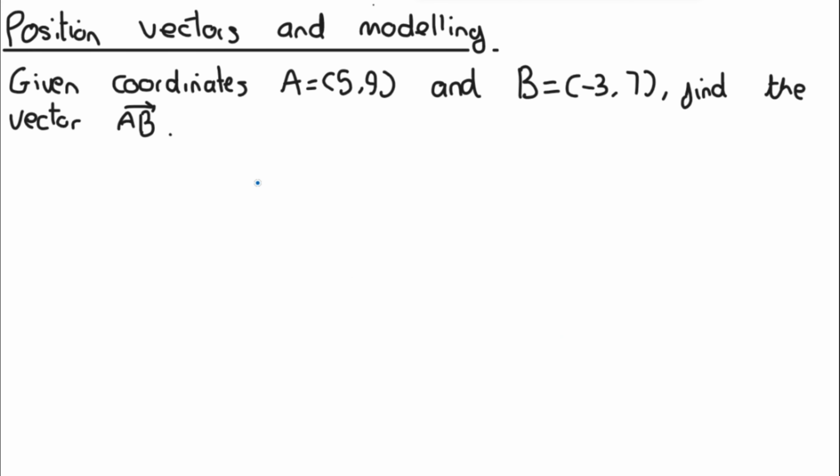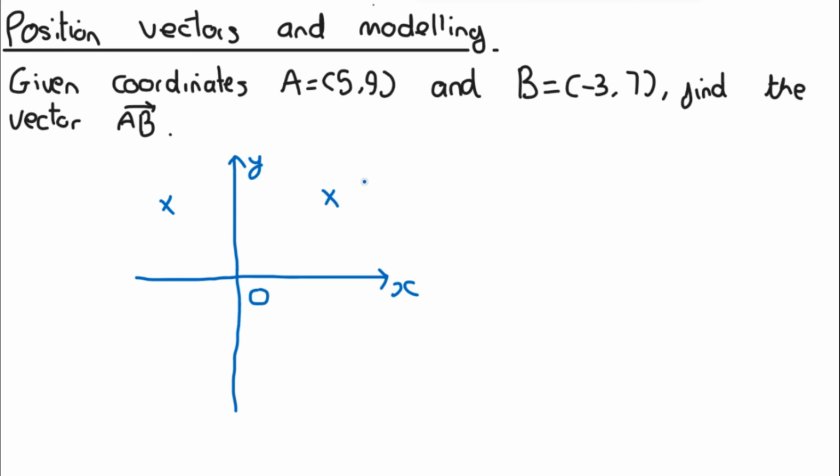So here's another example of this. Again, it's very common for them to give you two coordinates, and they want you to find the vector that connects the two. So for these questions, I would always draw a diagram so you know which directions you're going in. So draw a diagram like this, where this is Y and this is X, and let's say A is (5, 9), so it's going to be somewhere over here, and B is (-3, 7), it's going to be somewhere over here. So this is O, this is A, this is B.